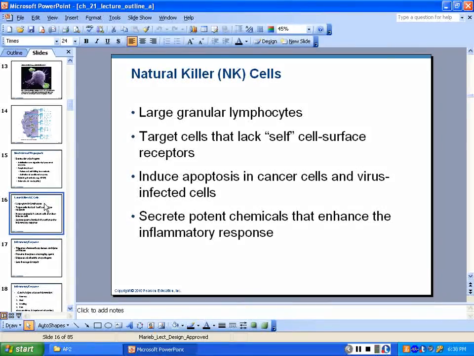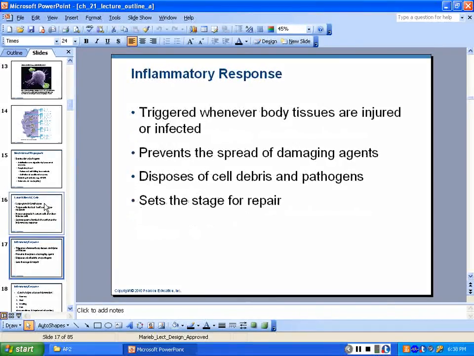Their job is to attack cancer cells and virally infected cells. Cancer cells and cells infected by a virus. They do so by releasing a chemical called perforin.